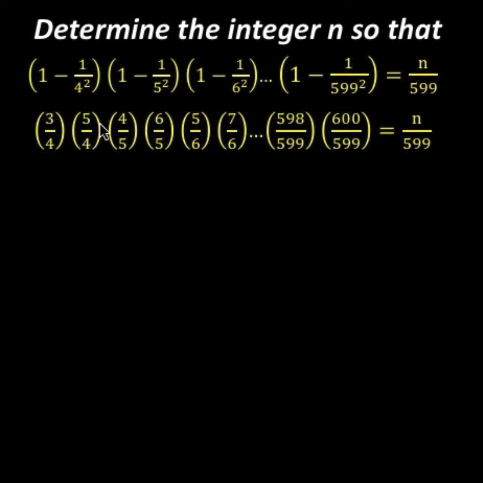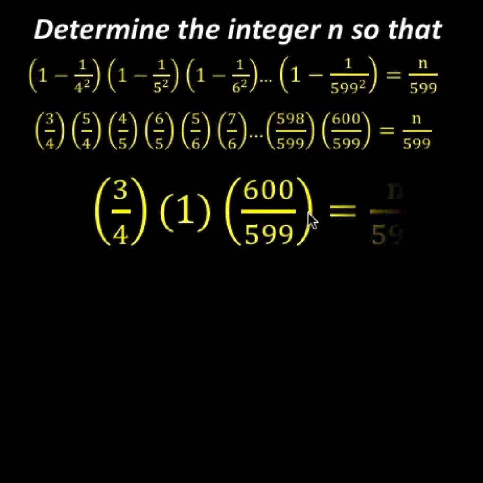In the second line, the 5 in the numerator and the 5 in the denominator can be cancelled out because 5 divided by 5 is equal to 1. The same is true with this numerator 4 and this denominator 4. Also, this numerator 6 and this denominator 6 can be cancelled out. The same with this numerator 5 and this denominator 5. The same is true with all the factors in between the first and the last.